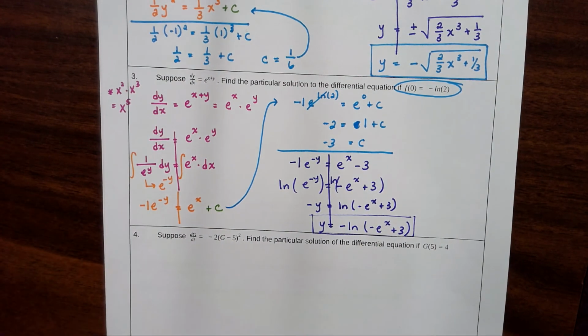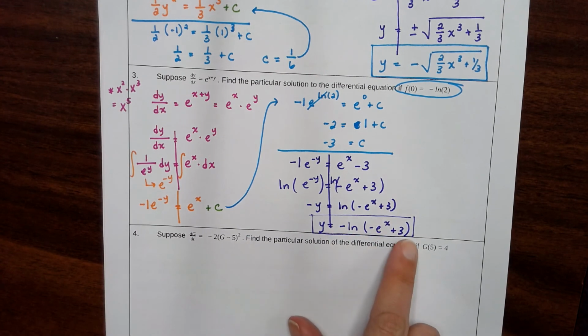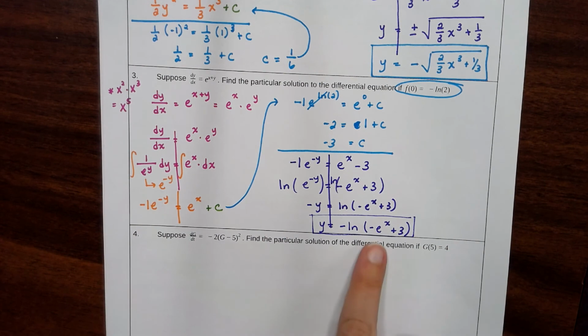Now, some students make a mistake here because they want to take this negative from the outside and distribute it. But you can't do that because these terms are inside of the natural log function, so we cannot distribute from the outside to the inside of a natural log.